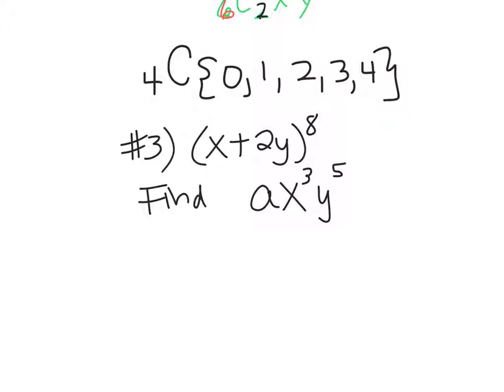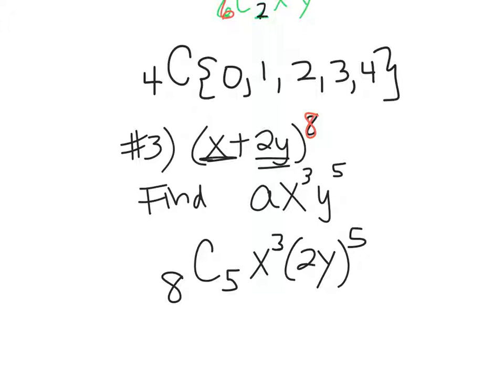We're going to use a combination. The number that we have here is to the 8th power, so that's the number I'm going to use. 8c something. Now remember what I just told you. Remember what this number matches with? It matches with the y. It's going to be 8c5. X is going to be cubed. And the y term, which in this case is not just y, this is x, this is 2y. 2y is going to be raised to the 5th power.